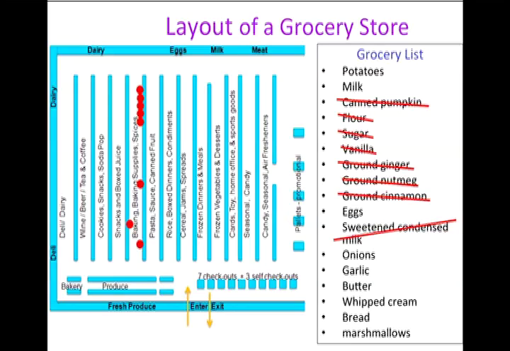Onions aren't in this aisle. Butter, no. Whipped cream, bread. Oh, marshmallows in this aisle. I'll go ahead and grab those. And if you'll notice that these are all things you use for baking. Spices and canned and sugar and flour. They kind of all keep them together so that you basically know where things are. They make it easier for you to find things. Everything in this aisle is similar. It's all used for the same purposes.